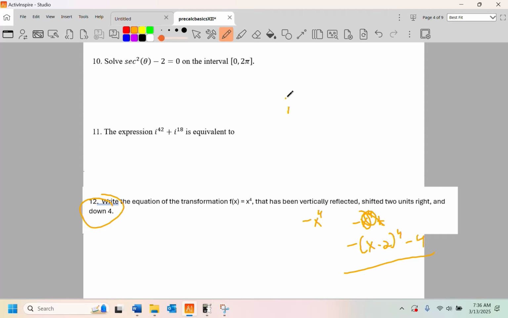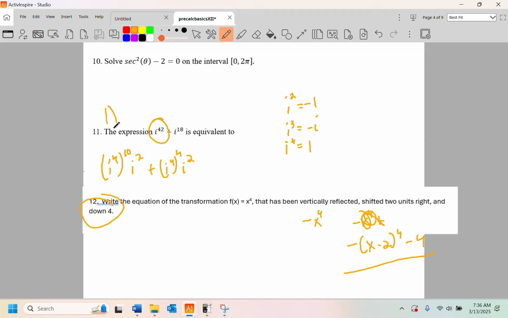The expression i to the 42nd plus i to the 18th is equivalent to what? Okay, so go over your i's. You know i squared is negative 1, i cubed is negative i, and i to the fourth is 1. This is i to the fourth to the 10th with an i squared left over, because 4 times 10 is 40 plus 2 is 42.